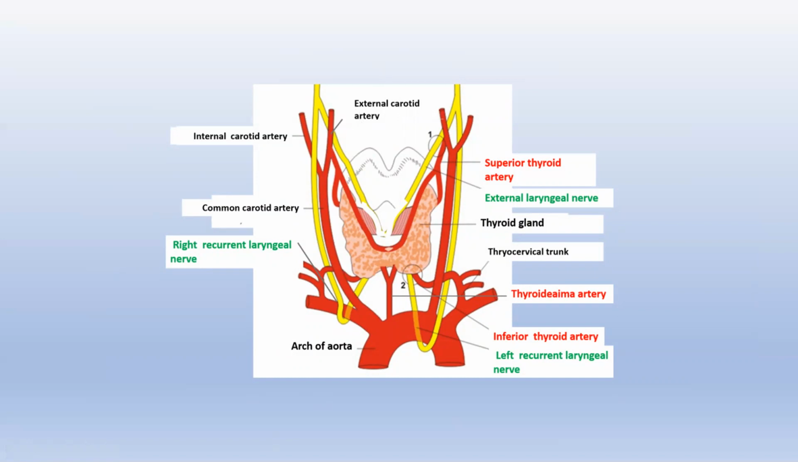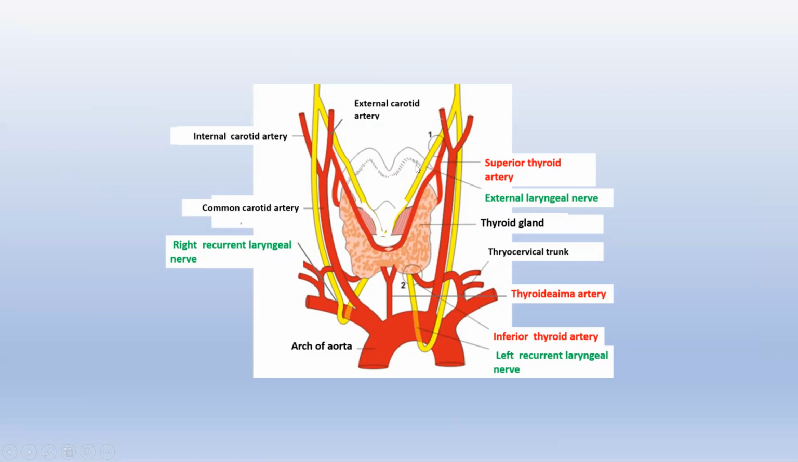From here, the superior thyroid artery runs downwards and forwards in intimate relationship with the external laryngeal nerve. Here you will be able to appreciate that at the apex of the thyroid gland lobes, it is related to the superior thyroid artery and external laryngeal nerve. Then after giving branches to the nearby structures, the superior thyroid artery pierces the false capsule or pretracheal fascia and reaches the upper pole of the gland. This is the upper pole of the gland.